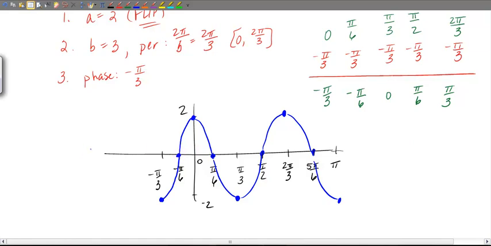So that's what we're going to cover in this video, was just the translation, the horizontal translation of our functions.